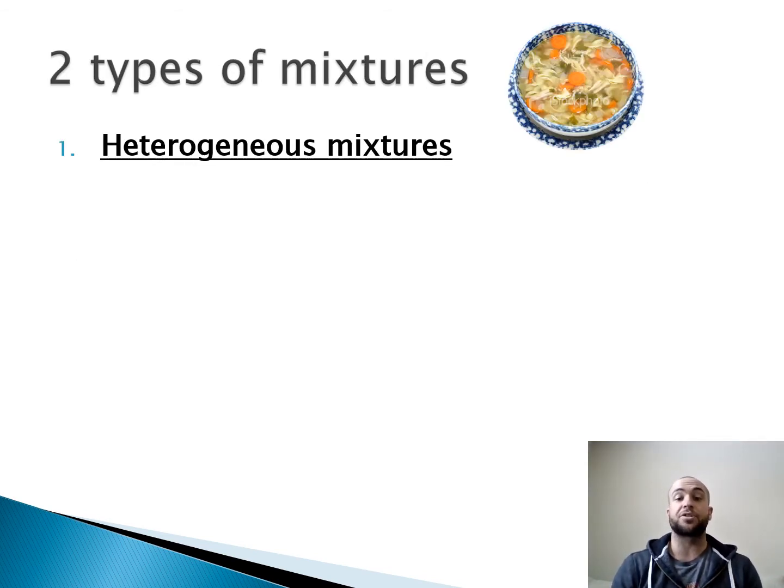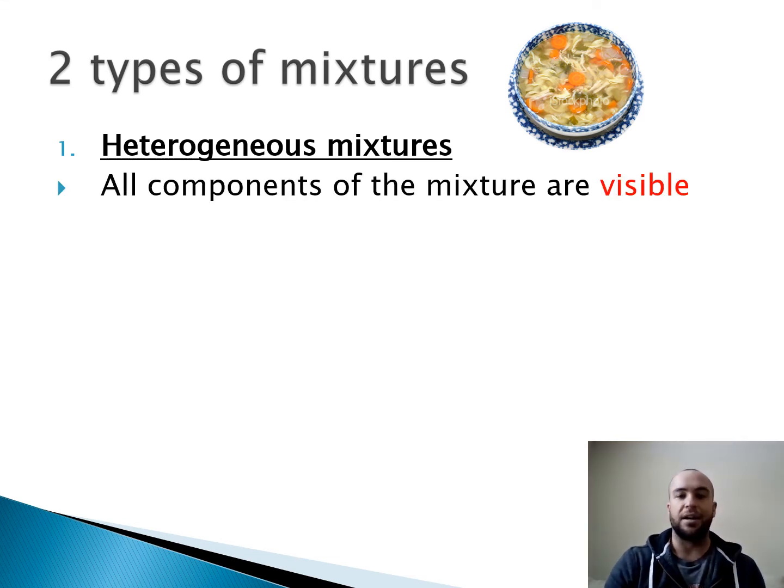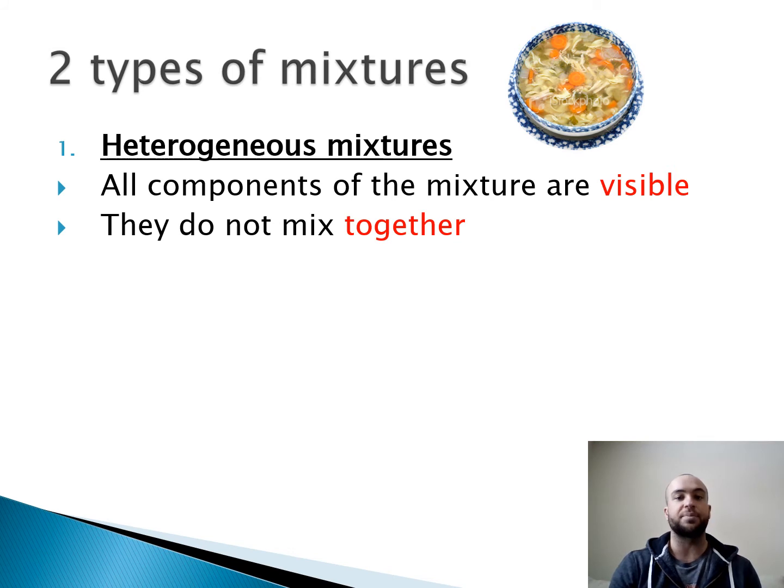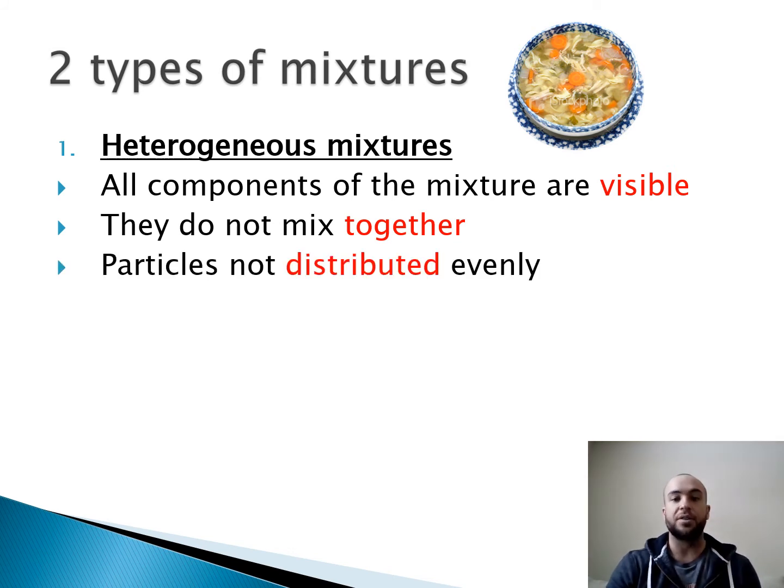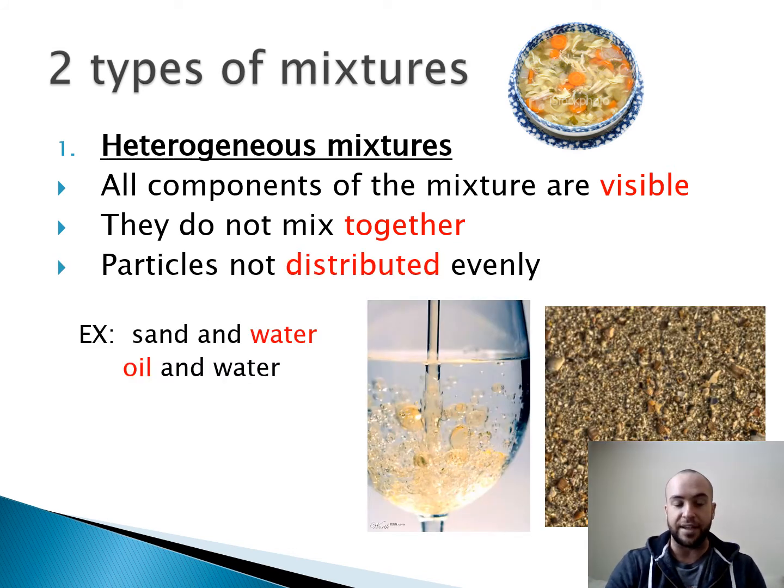First type of mixture is something called a heterogeneous mixture. And it's really simple. It's when we can see a mixture and we can see all the components. They're visible. Think about this wonderful thing of chicken noodle soup. I can tell that that's a mixture. There's different things in there. So heterogeneous mixtures, they do not mix together. The particles are not distributed evenly. Examples being sand and water, oil and water.